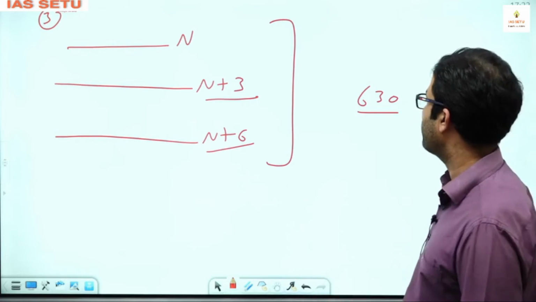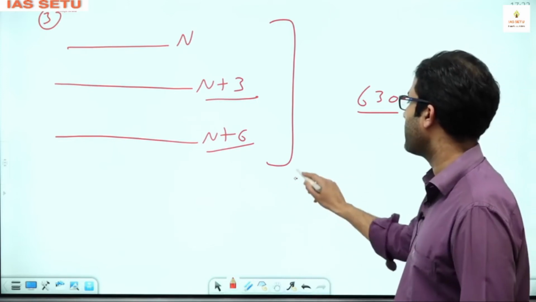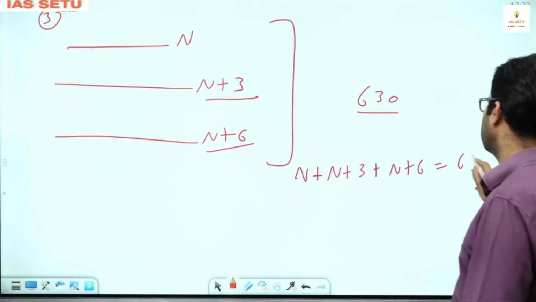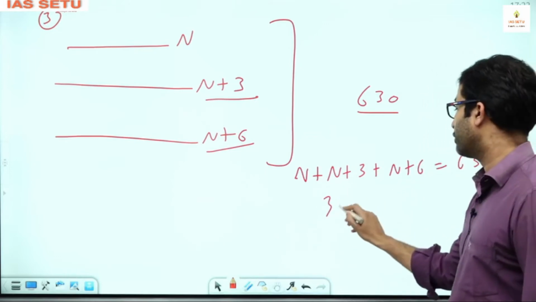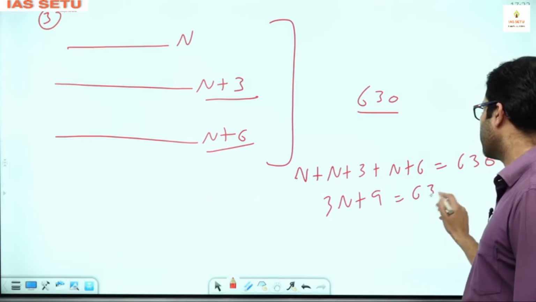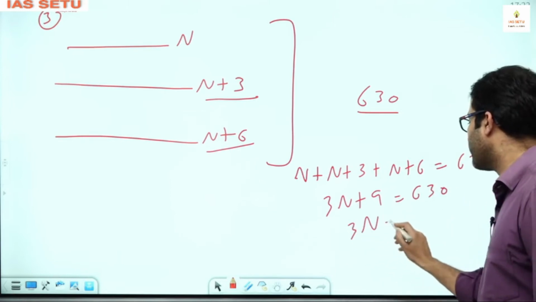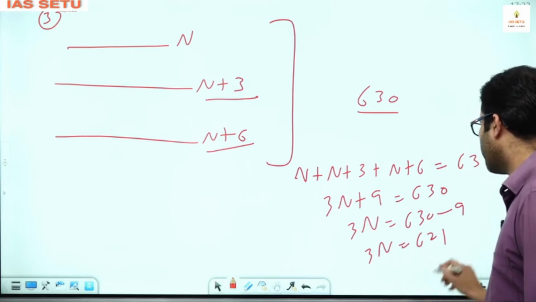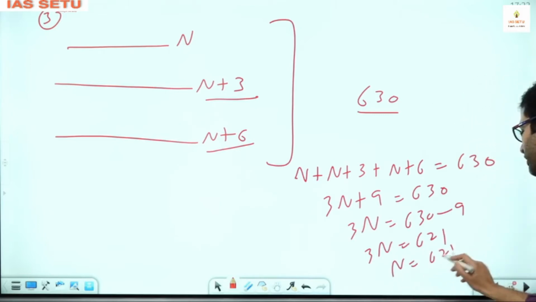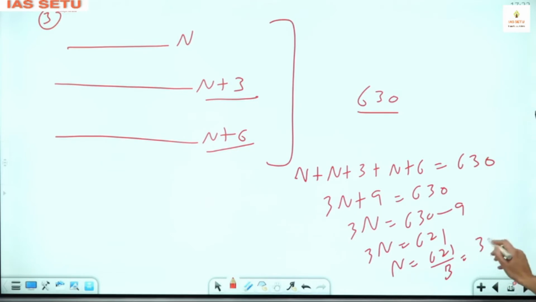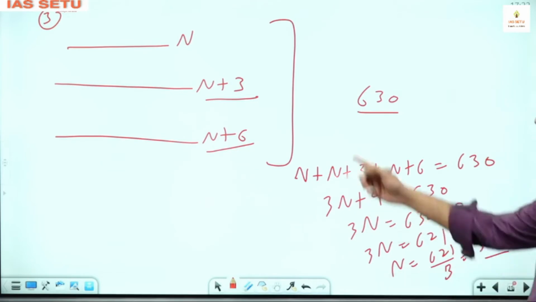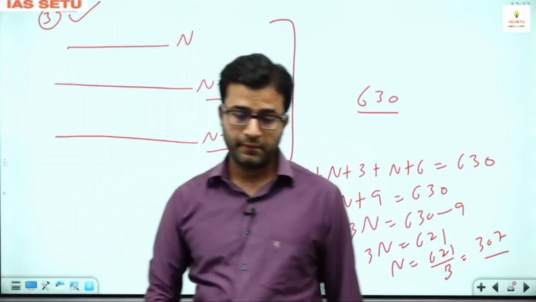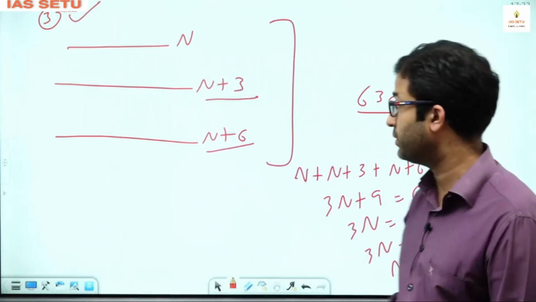n plus 3, n plus 6. So here n plus n plus 3 plus n plus 6 is 630. So 3n plus 9 is equal to 630. So 3n is equal to 630 minus 9. That is 621. Value of n is 621 divided by 3. This is coming 207. Yes, it is possible. So 3 rows possible. Now we check 4.